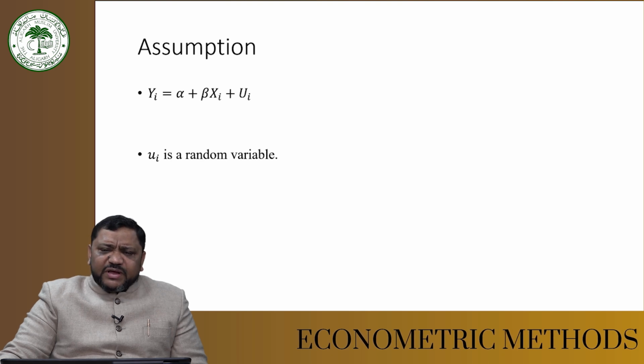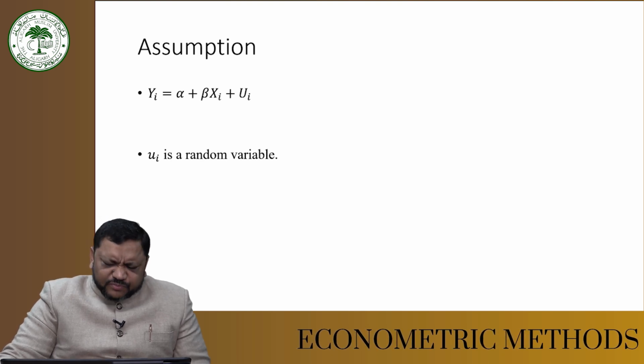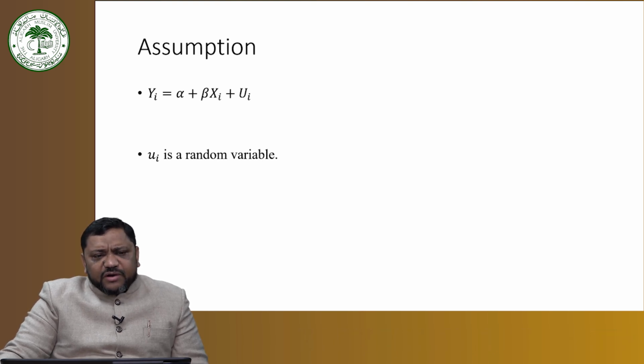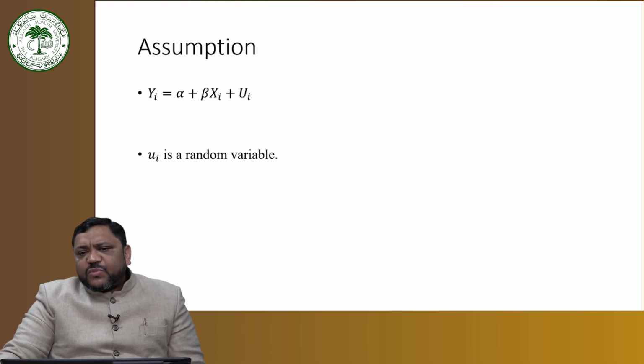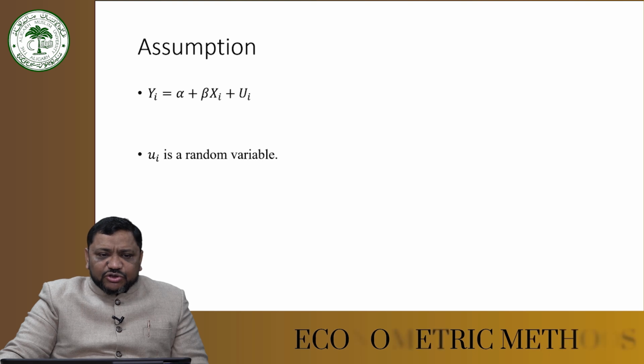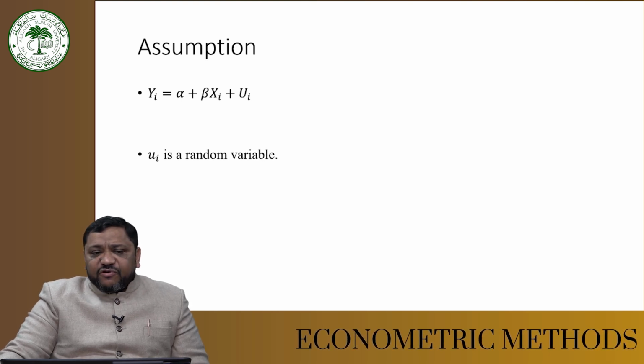Suppose we take this regression equation as y is equal to alpha plus beta x plus u. Herein ui is basically the random variable or the error term. The value which ui may assume in any one period depends purely on chance. It may be positive, it may be negative, it may be zero. But each value has a certain probability of being assumed by ui in a particular instance. So the very first assumption is that ui is a random variable.